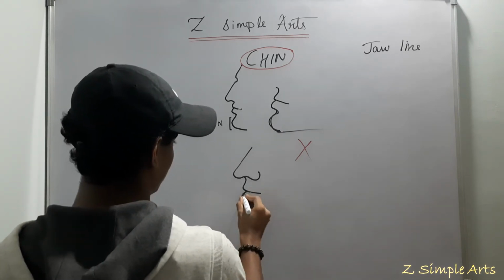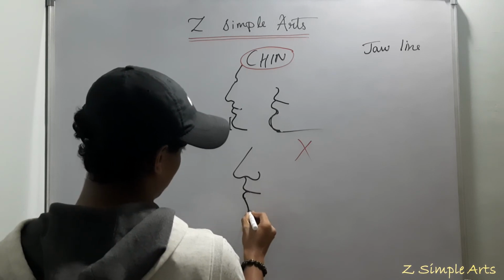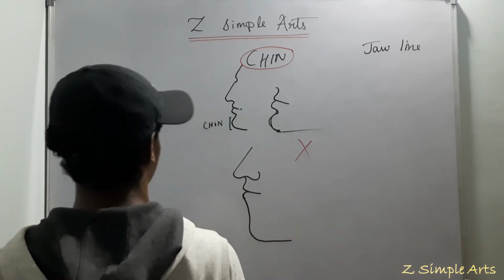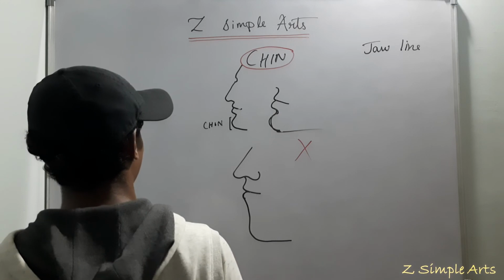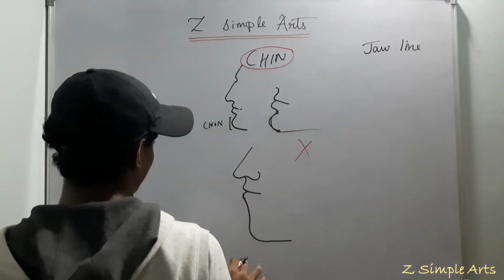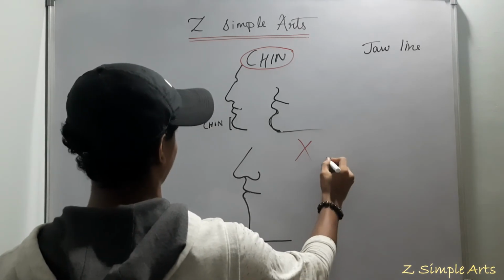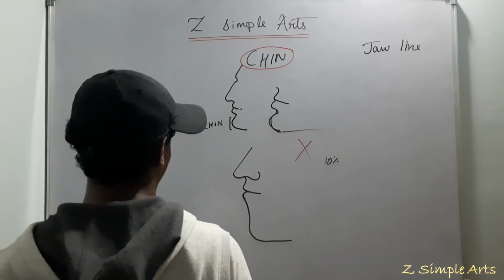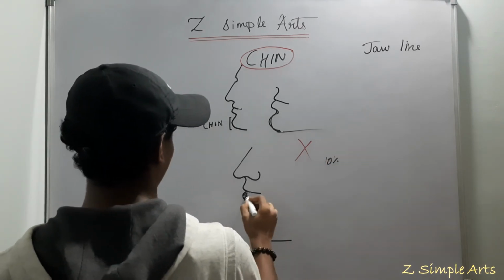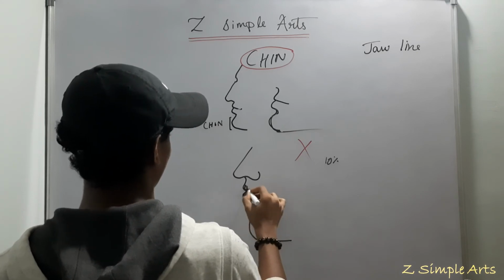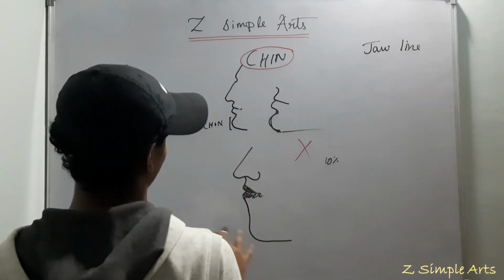For example, they start the lower lip and they continue it to be like this. This sort of chin is not common, it's very rare, about 10% of people. And normally if you try to do this and try to work on the lip, it looks somewhat weird.